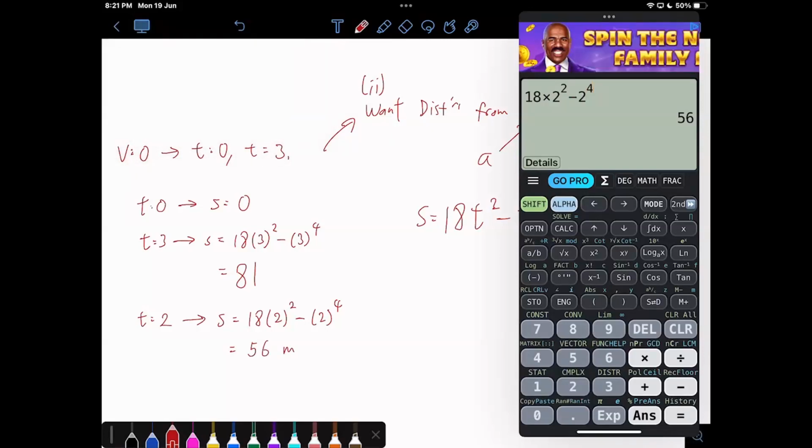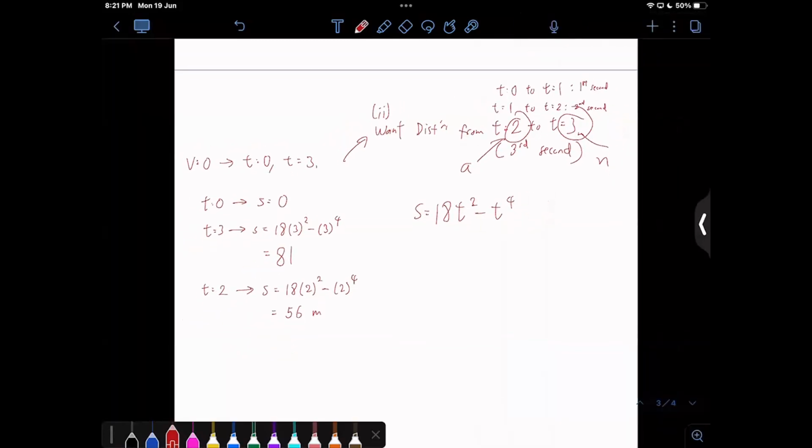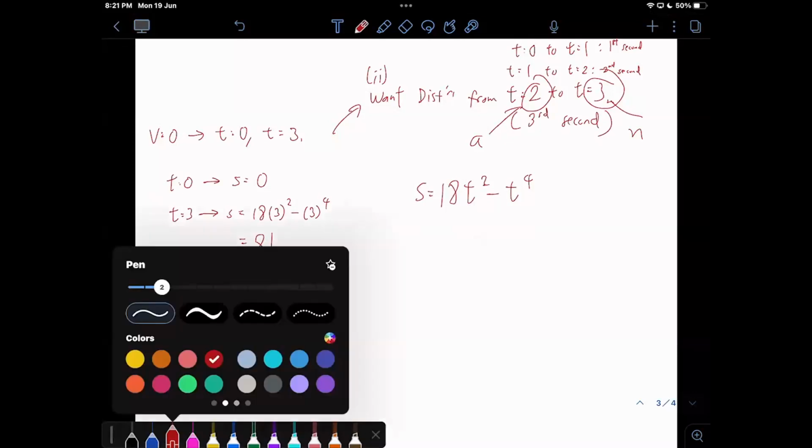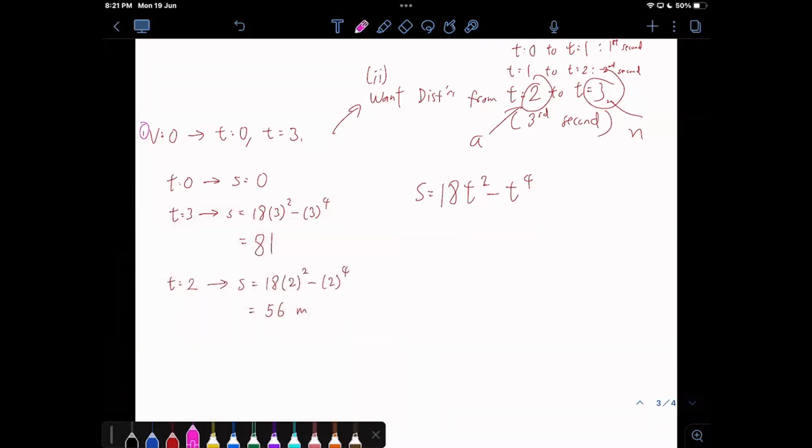Okay, now that we have all these values, we can draw the snake diagram. So recap on the procedure. Step 1: v equals 0, then from there you solve for the t values, which could be multiple. Step 2 is to sub in those t values, get the corresponding s values. Step 3 is to identify the a and the n, the starting time and ending time, and then you sub in whatever other t values are required to get the corresponding s. Now step 4, you want to draw the snake diagram.